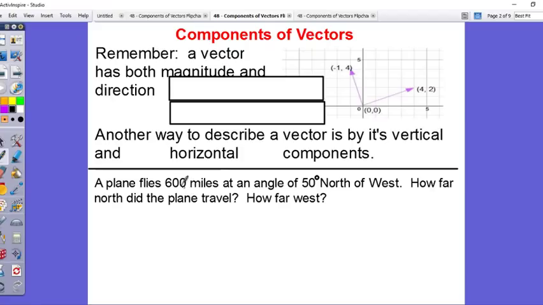A plane flies 600 miles at an angle of 50 degrees north of west. How far north did the plane travel? How far west? First of all, we need to find 50 degrees north of west. So if this is west, we're moving 50 degrees north of west. So this angle right here is going to be 180 minus 50. So 50 degrees north of west becomes 130 degrees. So our direction is 130 degrees.